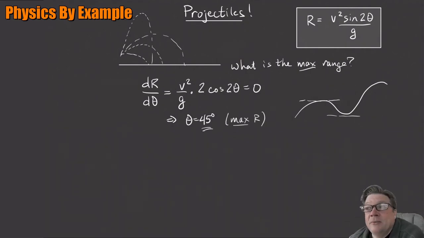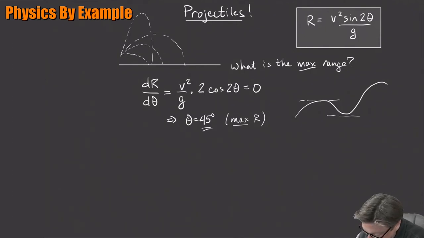Maybe that's what you figured anyway, because that's sort of the midpoint, right? It makes sense that the maximum range is going to be where you launch at 45 degrees, the midpoint. If I launch it straight up at 90 degrees, it doesn't go anywhere. So that makes sense, 45 degrees.